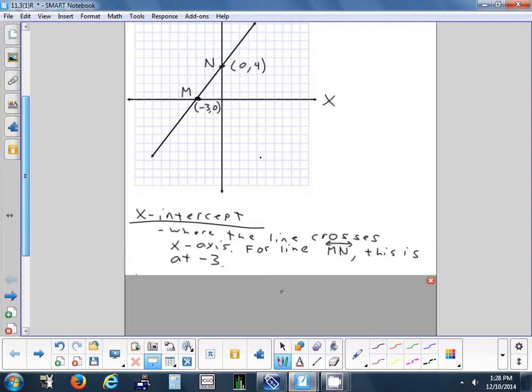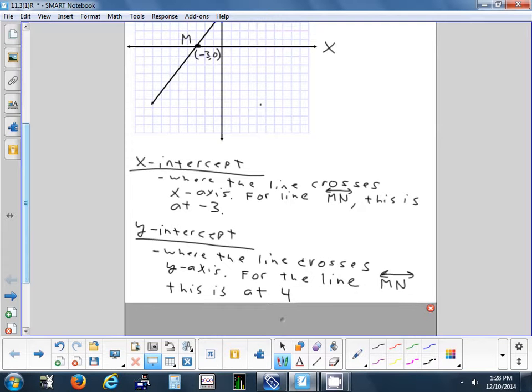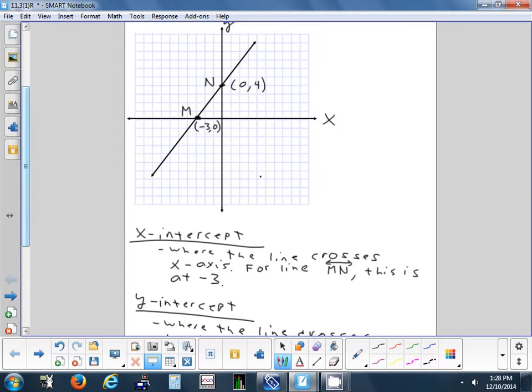Hey, what do you think point N is called? If M was your x-intercept, what do you think N is? Your y-intercept. It's your y-intercept. So your y-intercept is where your line crosses the y-axis. In our case, if you look at it, it's at 4. So the y-intercept and x-intercept are just numbers, just a single number. Any question on that?